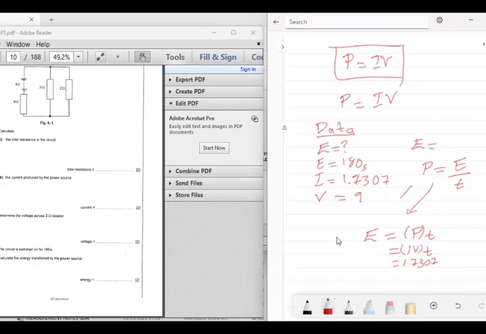So what do we have? 1.7307 times 9 times 180 seconds. Let me compute this first. So the energy is 2804 joules. That's our energy, guys. So this is the answer. So if you understand this, imagine from an exam you will be having 2, 4, 6, 8 marks. 8 marks. So it's very important to understand everything.